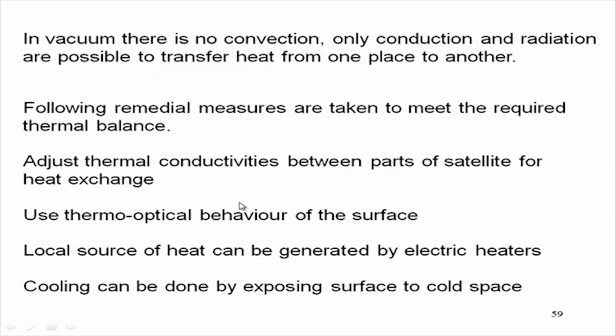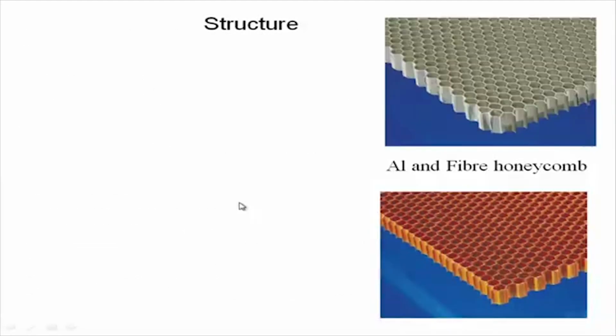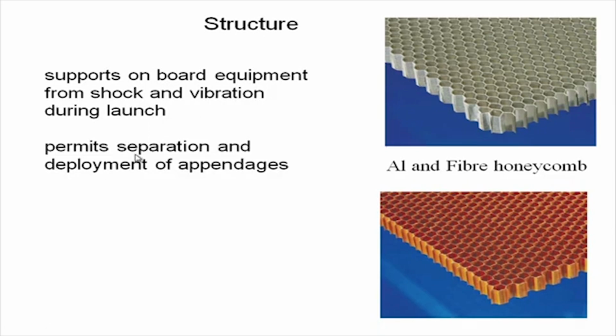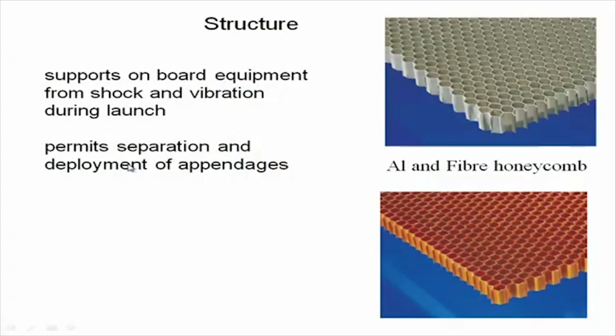So, this is about thermal, and the last part is the structure which is holding the satellite. It is supporting the onboard equipment from shock and vibration during launch and during operation. It permits the separation and deployment of appendages like the solar panel and the antenna, which have to be deployed, and during that certain jerks, shocks and vibrations can occur.